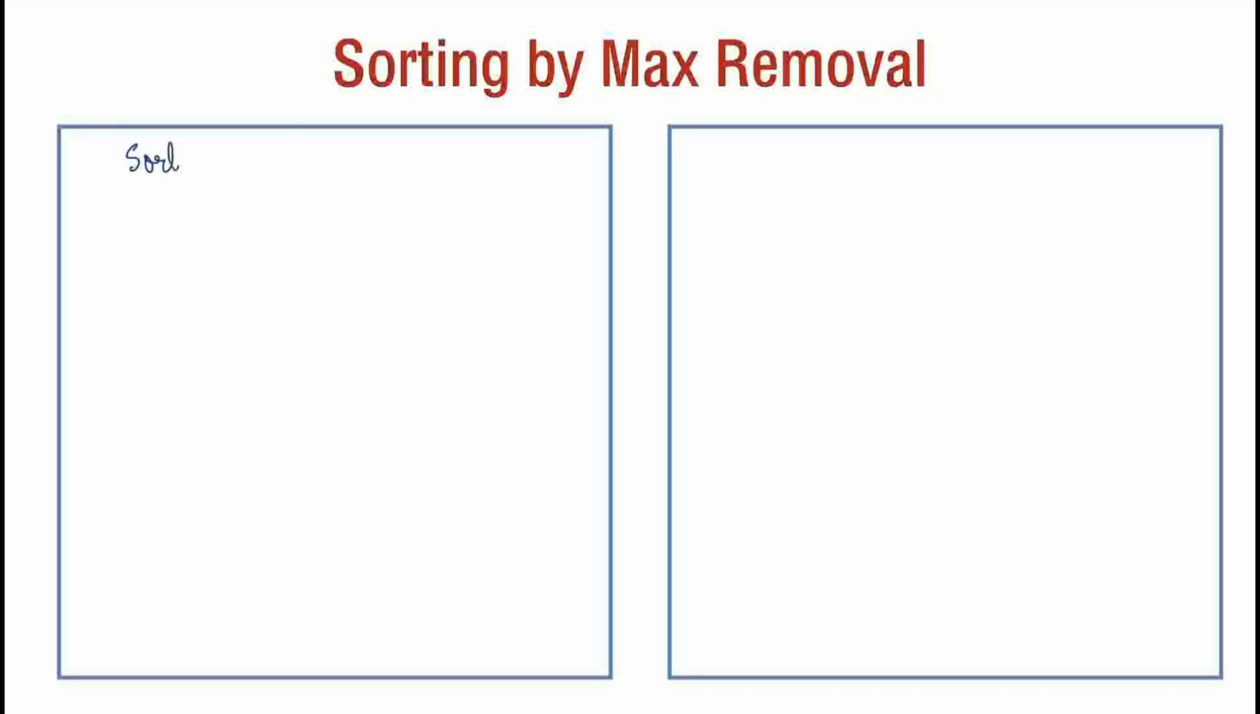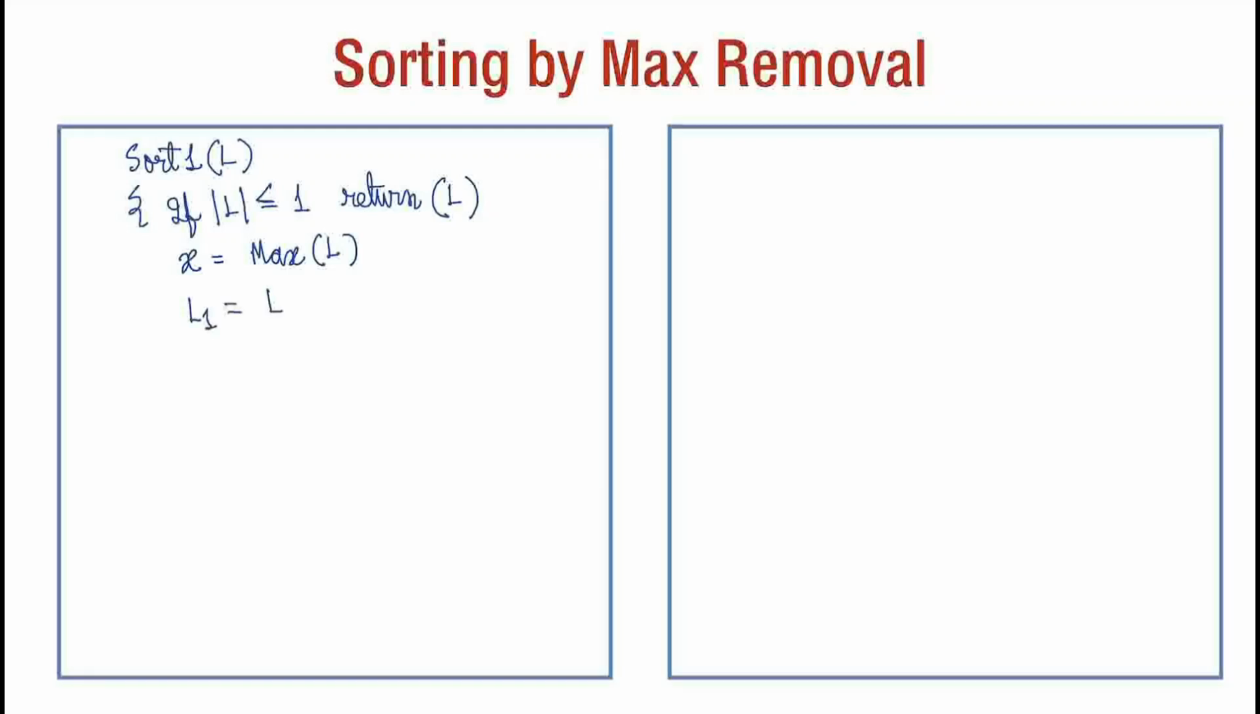So our sort 1 of L, what does it do? If the length of L is less than or equal to 1, return L. So either it is 1 or null, it returns L. Otherwise, let X be equal to the function max of L. So we get the maximum element of L and let that be X. Then we find L1 equal to L minus X. We remove X from L. So this is the max removal method.